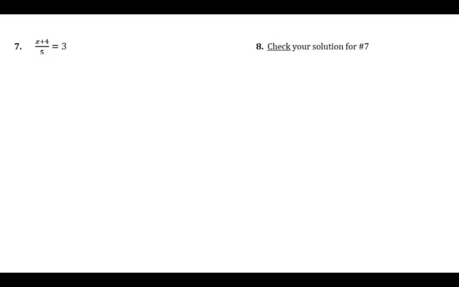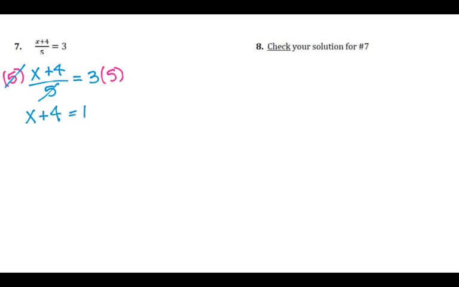Okay, number 7. So number 7, I have x plus 4 divided by 5 equals 3. I just rewrote the problem because I wanted more space. So I am dividing by 5, so to undo that, I need to multiply both sides by 5 to get rid of that fraction. And what happens to the 5s on my left over here? They end up canceling because you were both multiplying by 5 and dividing by 5. Those two undo each other.